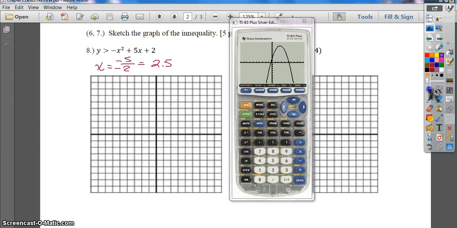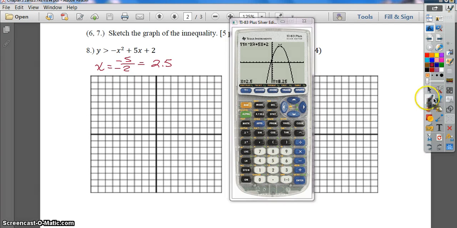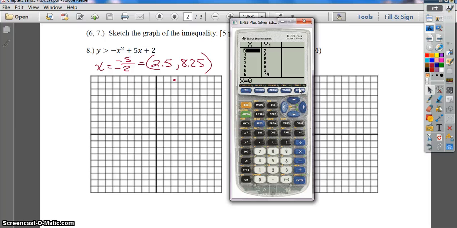So what I did is I paused it and I punched in what y equals. There's your graph. So to figure out what my vertex is, I'm going to let the calculator do my math at 2.5. If you plug 2.5 in for x, you will yield an 8.25 y value. So that would be 2.5, 8.25 is right. To get the rest of my points, just go to second graph, and you can go ahead and start plotting.